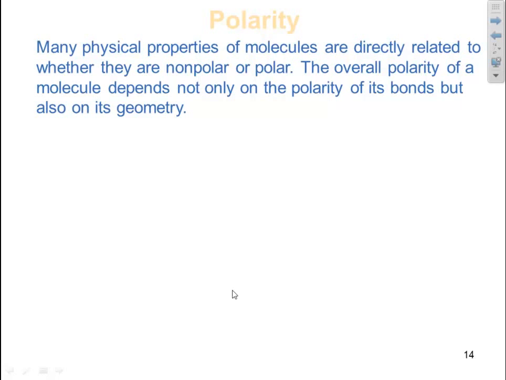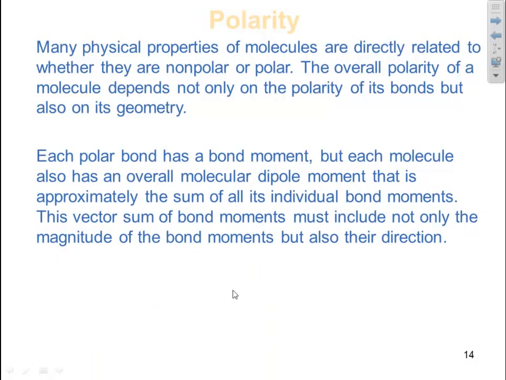Many physical properties of molecules are directly related to whether they are polar or nonpolar. The overall polarity of a molecule depends not only on the polarity of its bonds, but also on its geometry. Each polar bond has a bond moment, but each molecule also has an overall molecular dipole moment that is approximately the sum of all its individual bond moments. The vector sum of bond moments must include not only the magnitude of the bond moments, but also their direction.